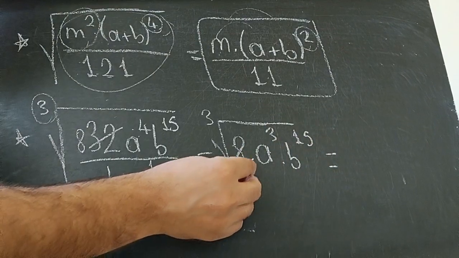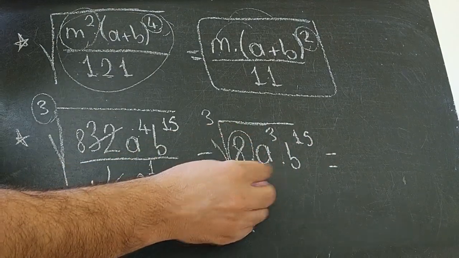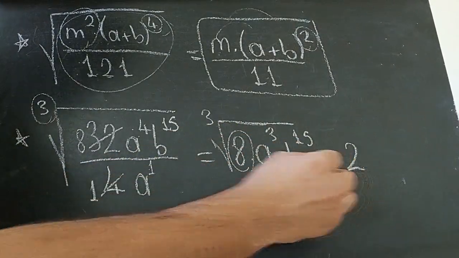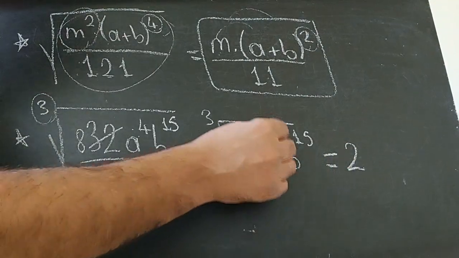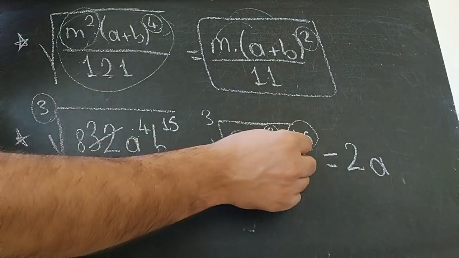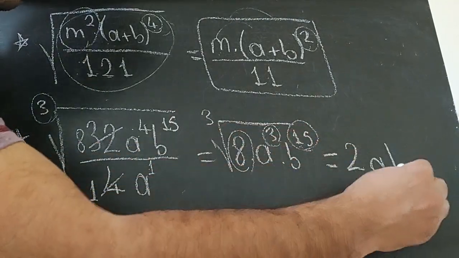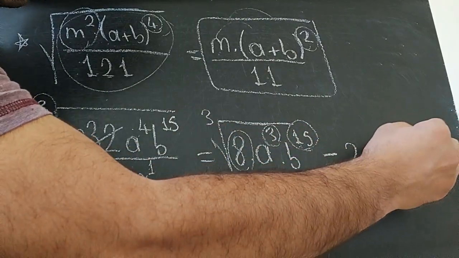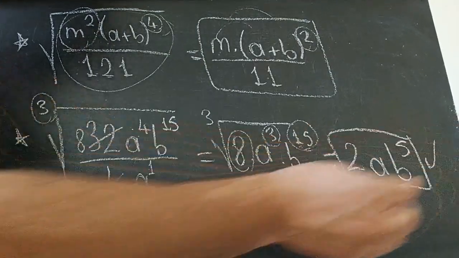All right, now this is the cube of 2, will come out as 2. This one, power divided by 3, will be 1, which is a. This one divided by 3 will be 5. That will be b power 5.